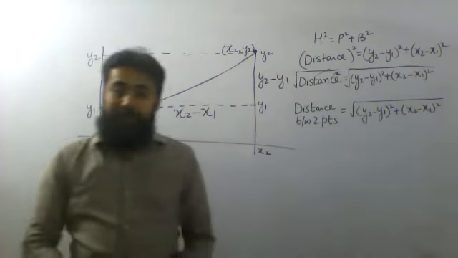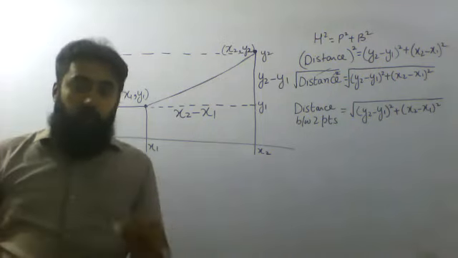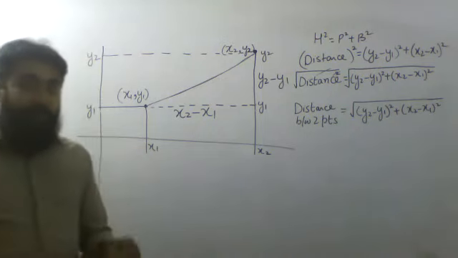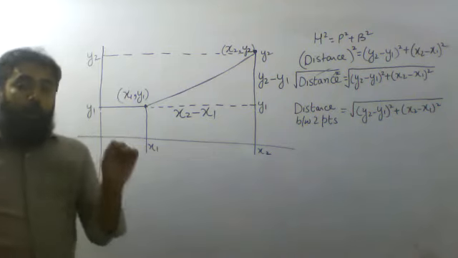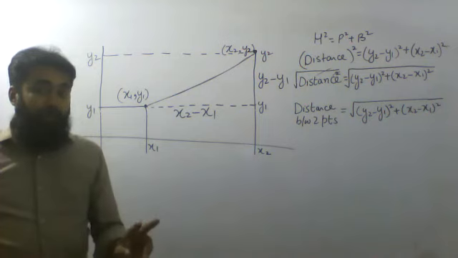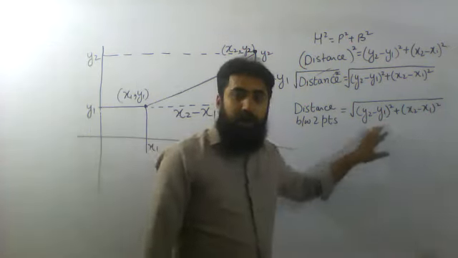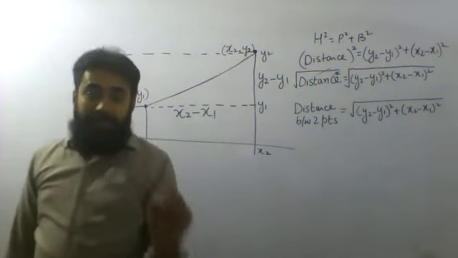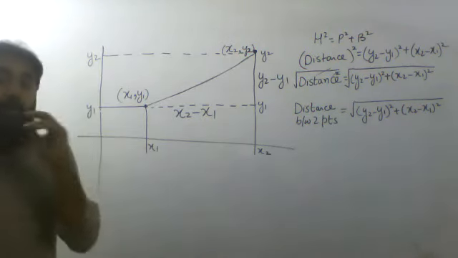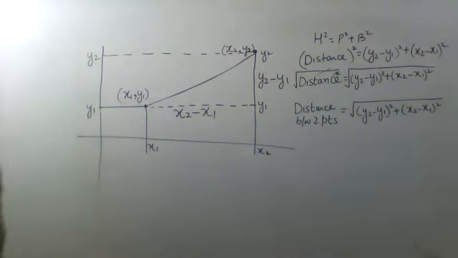So whenever they tell you that you have to find the distance between 2 points whose coordinates are given, you will take one point as (x1, y1), you will take the other point as (x2, y2), and you will put them in this formula. So you get the distance between 2 points, or the length between 2 points, when their coordinates are given.